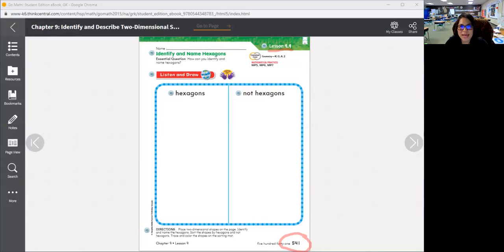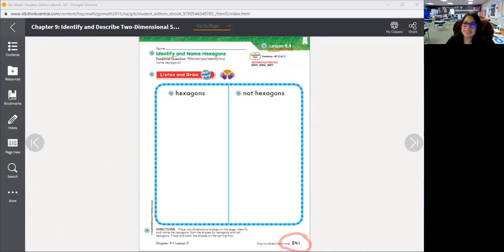Okay, we're going to go ahead and begin. So lesson 9.9, page 541, we are going to learn about hexagons. Identify and name hexagons. How can you identify and name a hexagon?